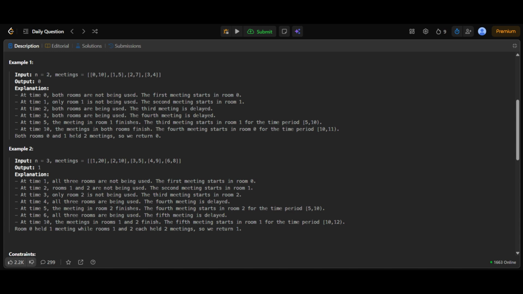Room 0 handled 1 meeting. Room 1 handled 2 meetings. Room 2 handled 2 meetings. Since rooms 1 and 2 are tied, we return the room with the smaller index. That is why the final answer is room 1. This example clearly shows how delayed meetings, room availability, and tie-breaking rules all work together in this problem.